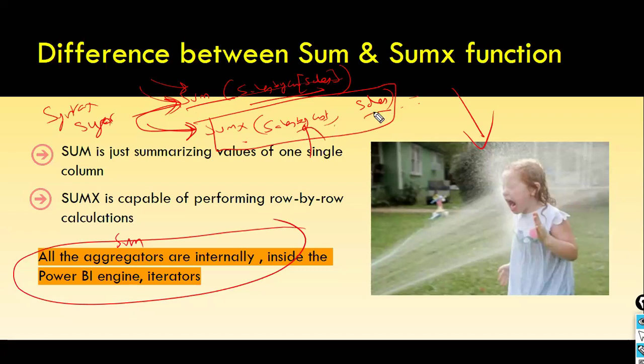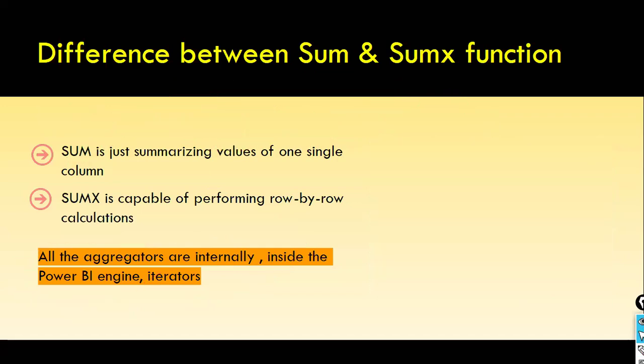Second argument can be expression or it can be column itself. This one will get translated or transformed like this. So that's the reason why I told you the last line is also true. All the aggregators, which means the sum function, average function, inside the program are iterators. The average will get converted as average x, sum will convert as sum x. Similarly, min x, max x is available.